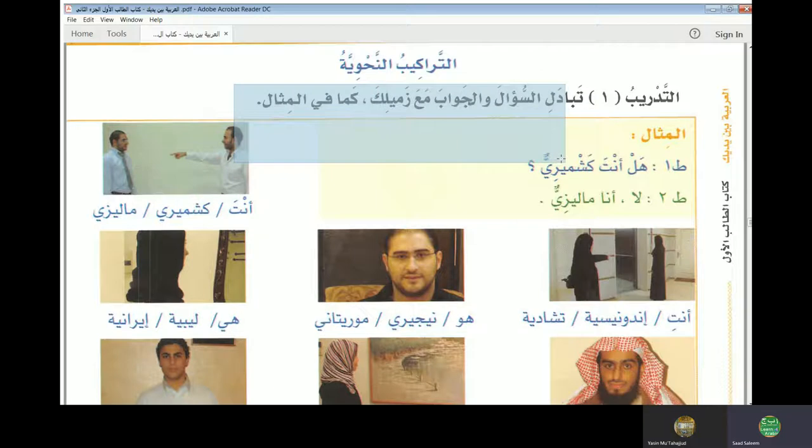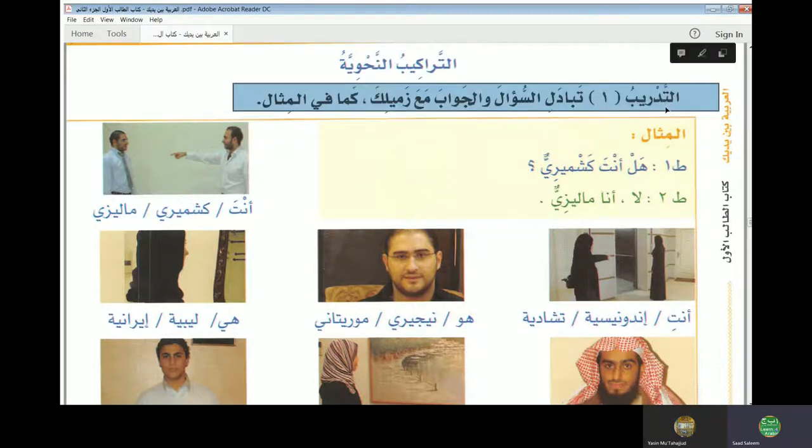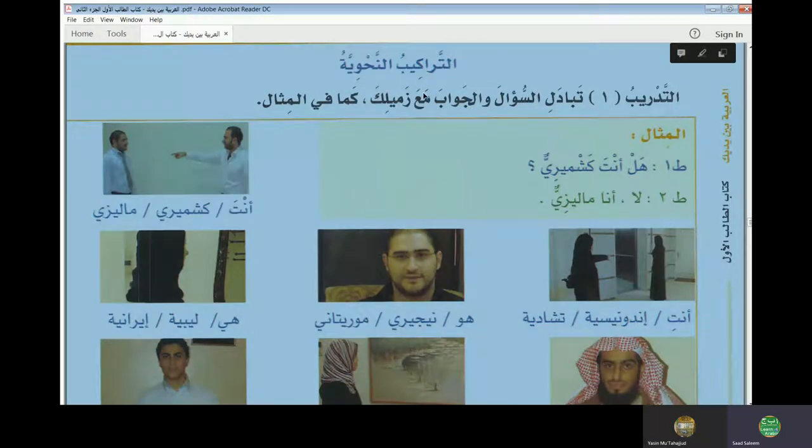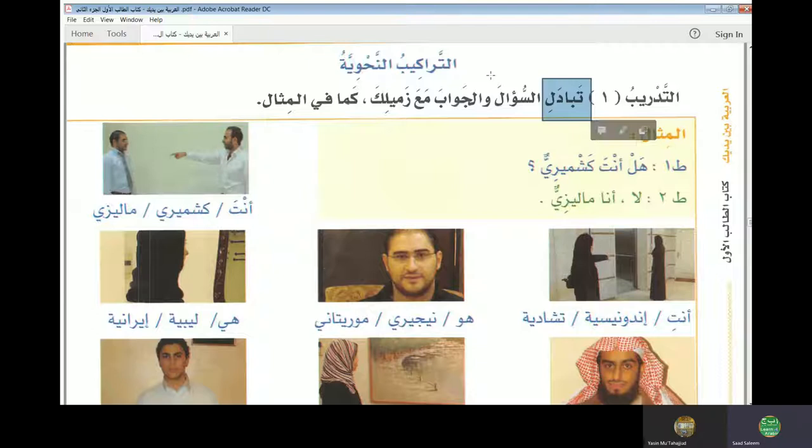At-Tadrib al-Awwal, first exercise: تبادل السؤال والجواب مع زميلك كما في المثال. تبادل, exchange. السؤال, the question. و, and. الجواب, the answer. مع, with. زميلك: زميل means colleague, and كَ means your, so your colleague. Like the one in the example.